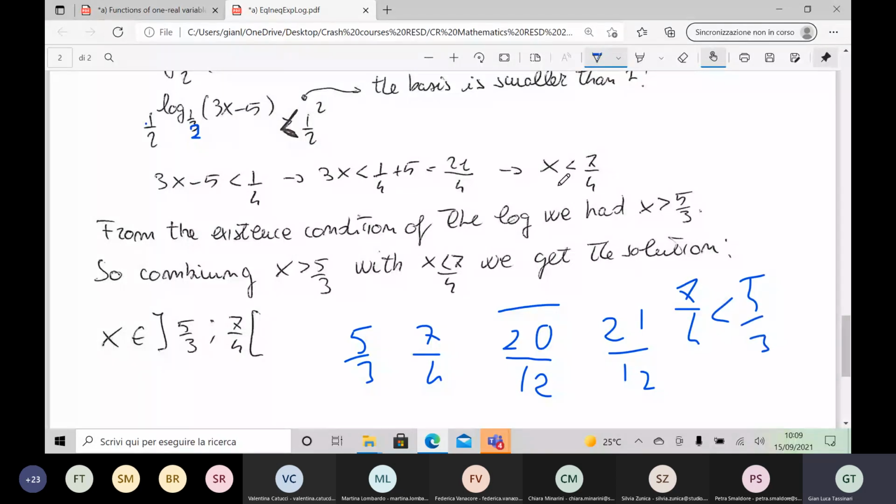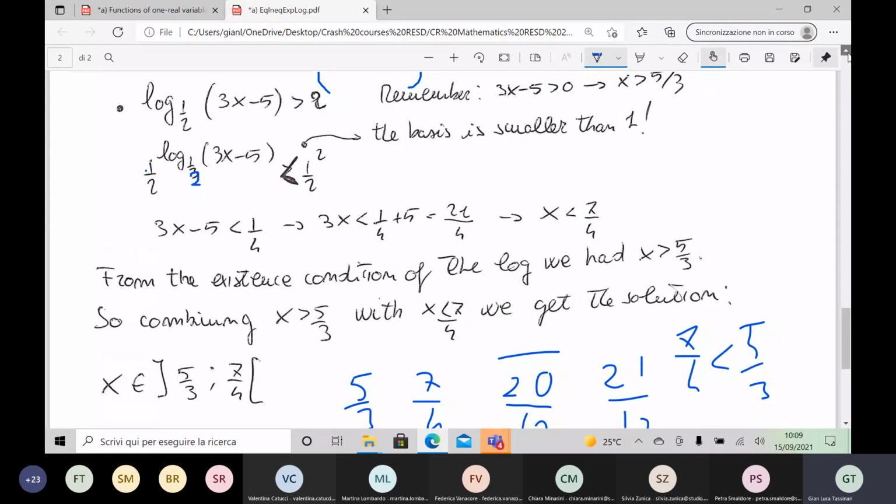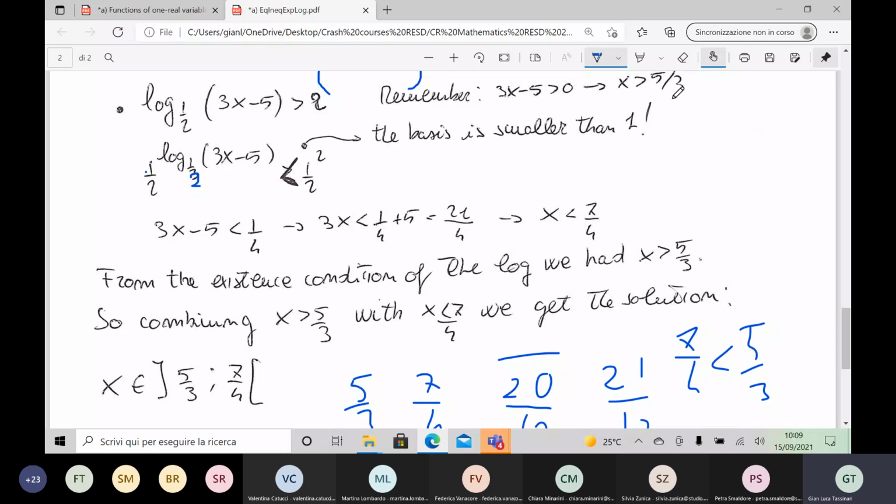Remember, the solution is x smaller than 7 over 4, so everything on the left of 7 over 4 in principle. But at the same time, the domain requires that x must be greater than 5 over 3. So put these two conditions together: x greater than 5 over 3 and x smaller than 7 over 4. When both conditions are satisfied, we are in the interval between 5 over 3 and 7 over 4. So the solution is this one.